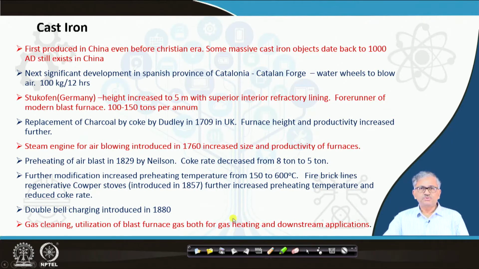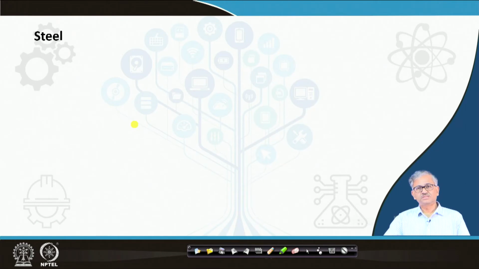So this is the primitive, that is how cast iron evolved over time. It started from the pre-Christian era, that is BC. Cast iron started in China, and then progressively it moved to Europe, and then a lot of development took place on cast iron. So the rest of the development in the modern blast furnace I have already discussed. Now I'll go about steel, how steel developed.